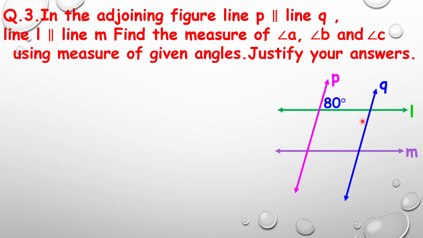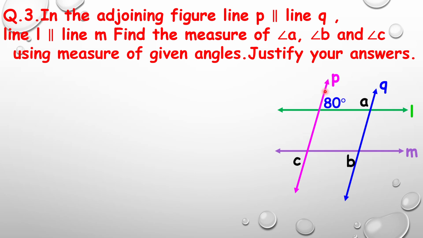Here the angles given are one angle of 80 degrees, and angles A, B and C. For solving this example, first read and observe the figure and find the pairs of angles which you know. Find the relation between the angles.